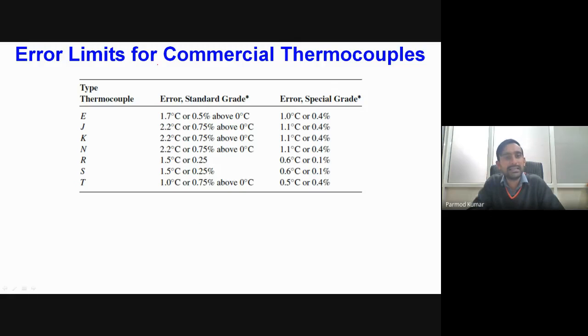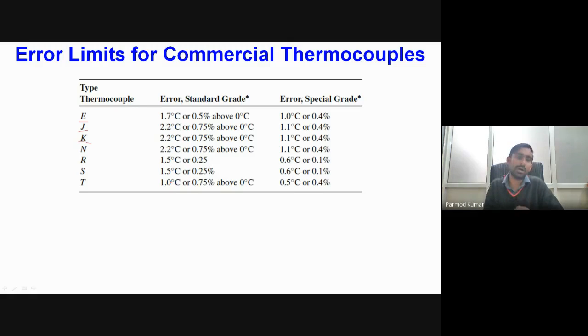So these are the error limits which are given for commercially available thermocouples. So for example, we are having different types of thermocouple. You can see over here E, J, K, N, R, S, T. So these are the thermocouples we are having, and the corresponding error you can see over here if you are using the standard grade thermocouple, and if you are using a special grade thermocouple, then also the corresponding error value is given. Okay, so you will be finding that with the special grade thermocouples, always we will be having less error in comparison to the standard grade thermocouples.